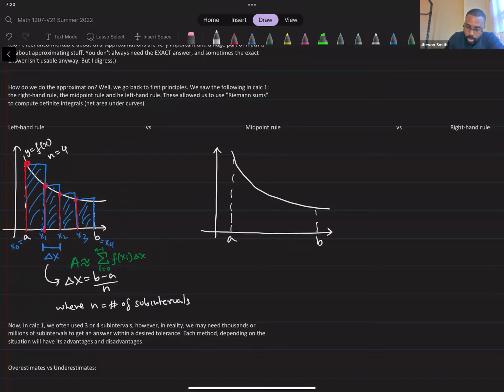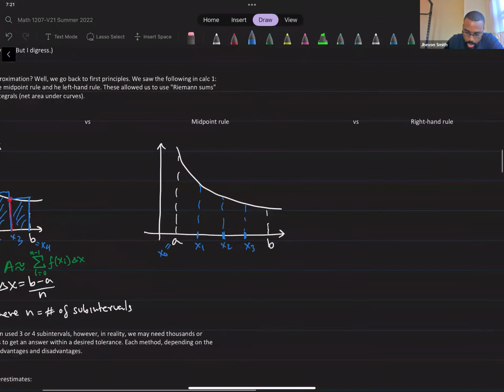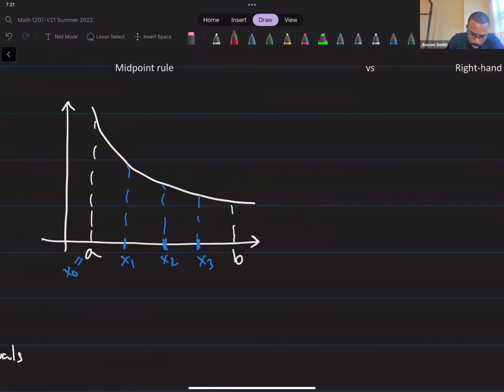I don't have a formula for it. So I broke it up into subintervals. x0, x1, x2, x3. And so these are some subintervals. And then the midpoint rule tells us that what we do is we choose the middle of the interval to determine the height. So I would go in here, and I'll go in the exact middle of this interval. That determines the height of my rectangle. Middle of this interval, that determines the height of my rectangle. That determines the height. That determines the height.